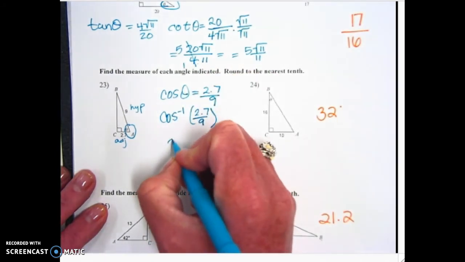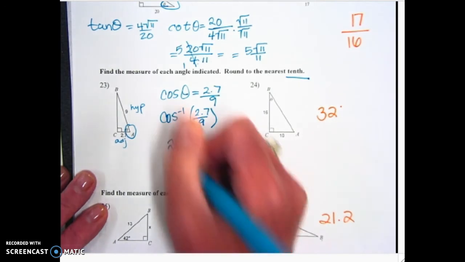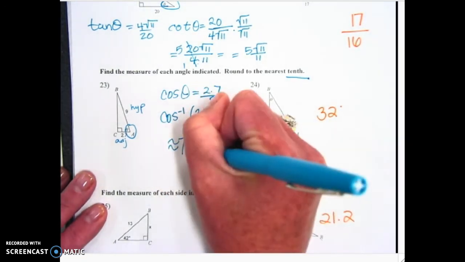Type it in the calculator. Rounded to the nearest tenth, I got 72.5.